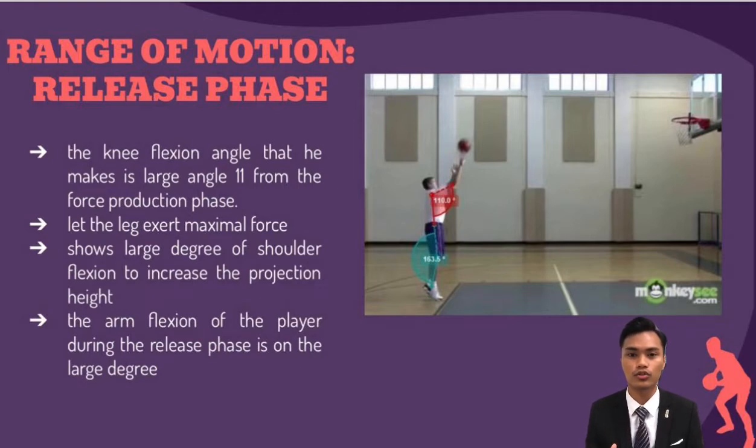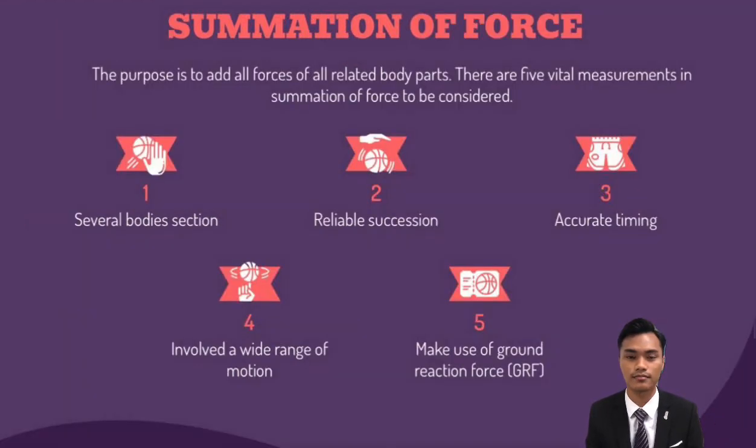The player also shows a large degree of shoulder flexion to increase the projection height during the shot, which is 110 degrees. The arm flexion of the player during the release phase is at a large degree, to ensure maximum force at the arm will be exerted and a good projection angle.